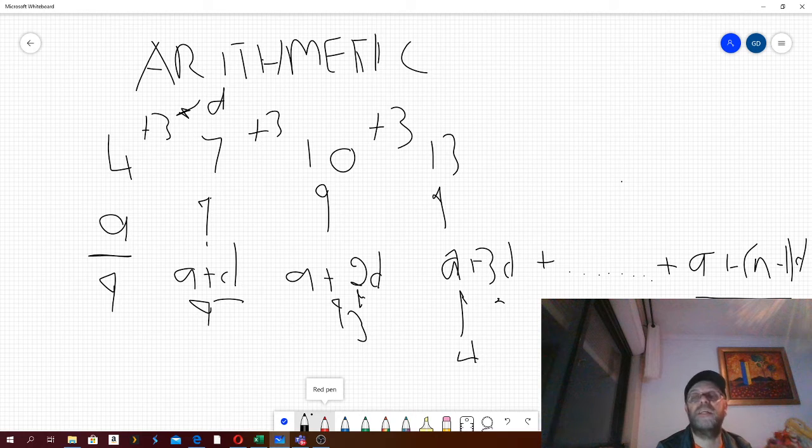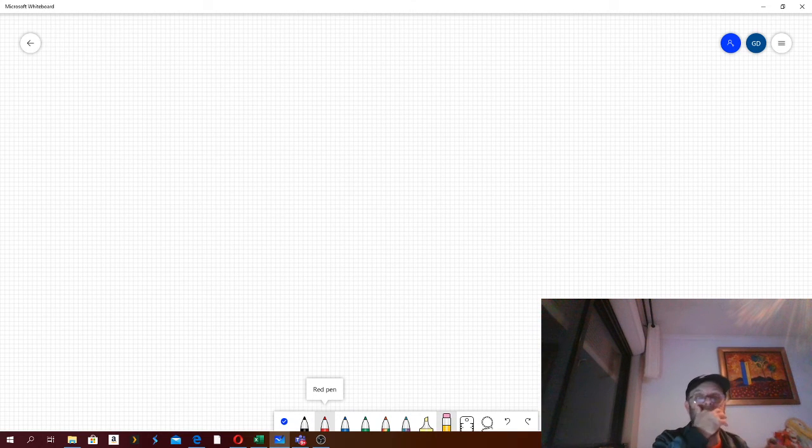So if I asked you what is the 100th term, you would say it was a plus 99d. Does that make sense? Okay, so that gives us what an arithmetic sequence looks like. Now we're going to be interested in what the sums of these sequences look like. So I'm going to do that on the next page, the sum of an arithmetic progression.